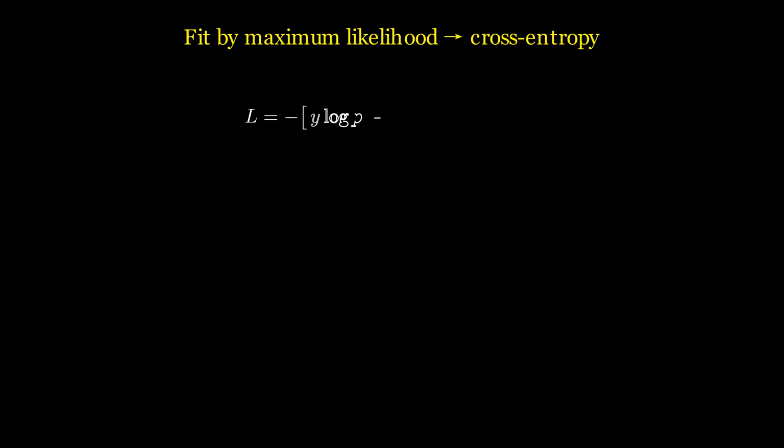Now, how do we choose w and b? Not with least squares. Squaring the error of a squashed output gives a bumpy non-convex mess with almost no gradient when you're badly wrong.